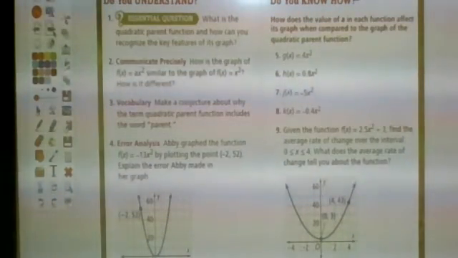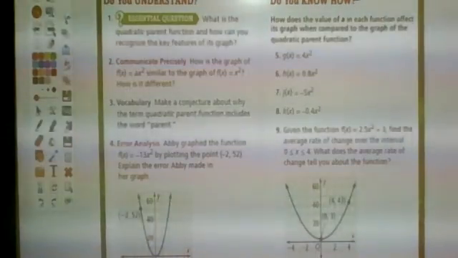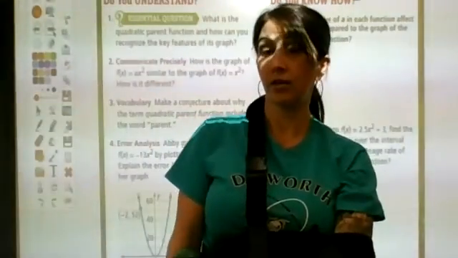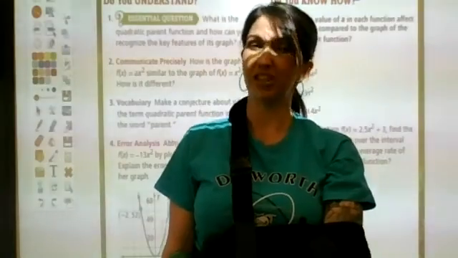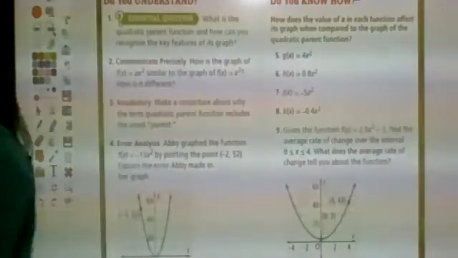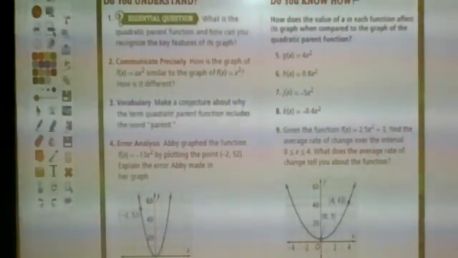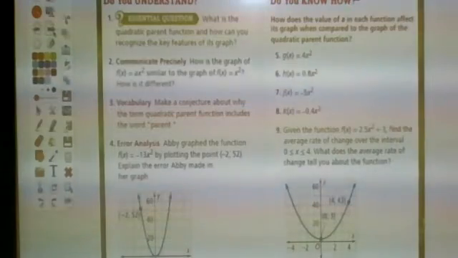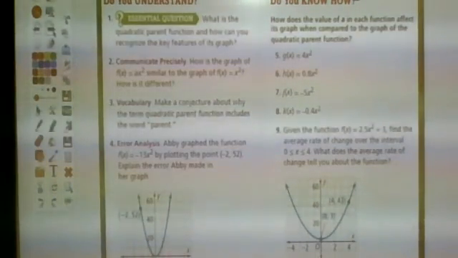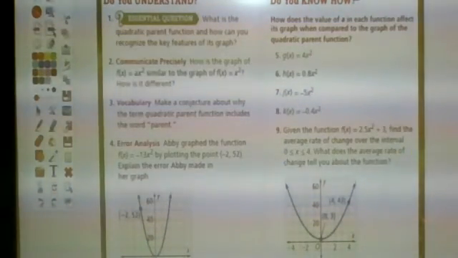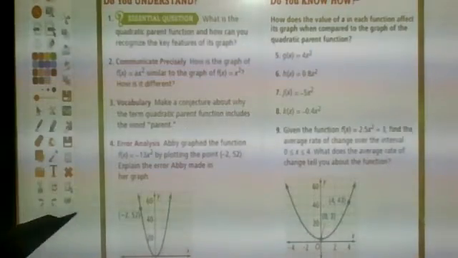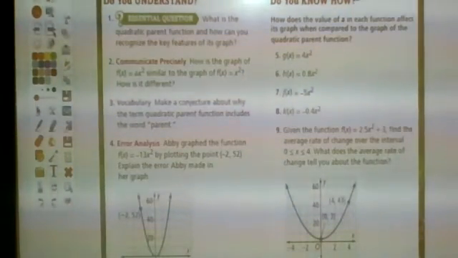Never mind. It's too much to write. Unpause if you're done with the work. I'm just going to tell you the answers because it's too much to write. So for number 1, the quadratic parent function is f of x is equal to x squared, and you're able to tell the axis of symmetry, the vertex, and how it's going to open.